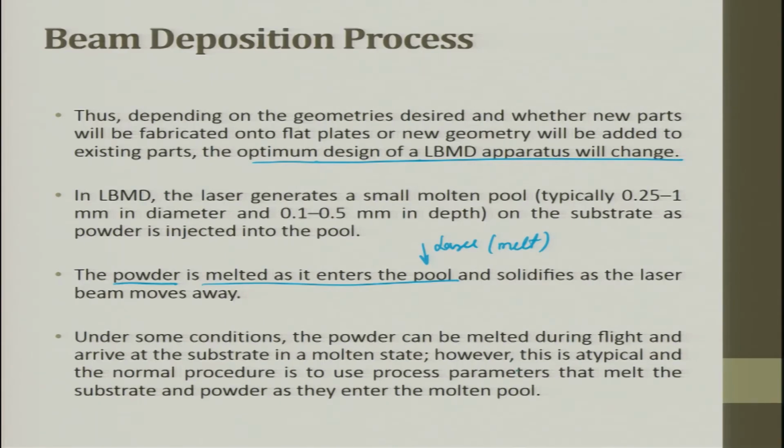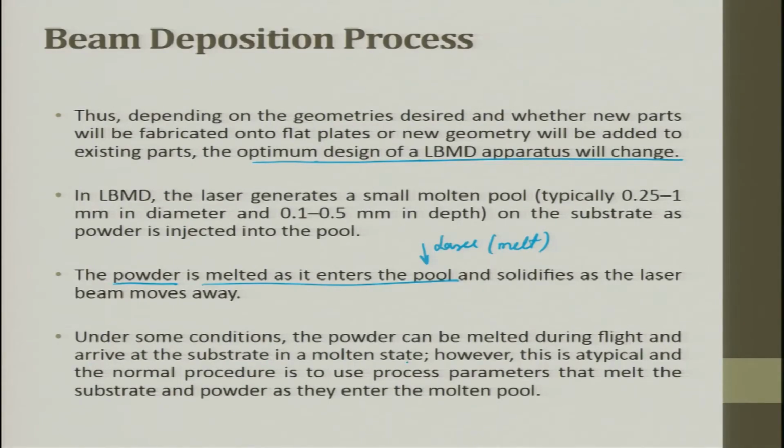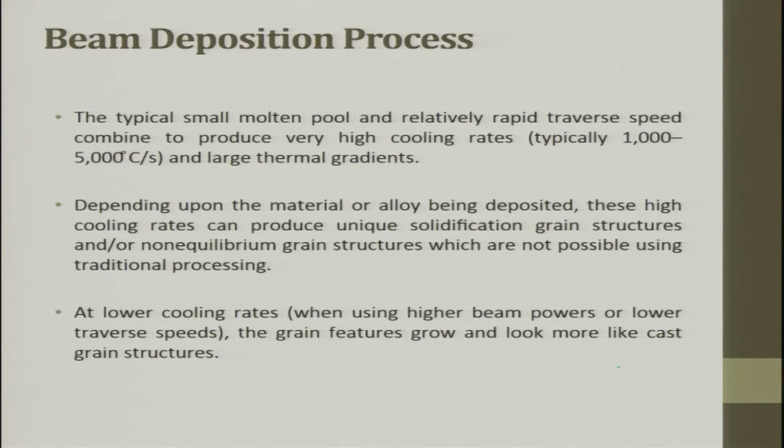Why does the powder melt? Because the surface area is large, the volume is too less, so it can easily melt. Okay. So, during flight it arrives at the substrate in the molten state. However, a normal procedure is to use process parameters that melt the substrate and powder as they enter into the melt pool. A typically small molten pool and relatively rapid traverse speed combine to produce very high cooling rates and large thermal gradients.